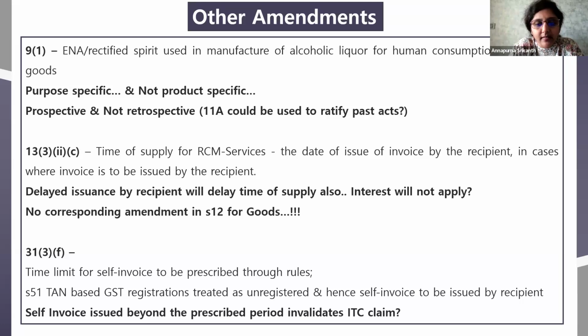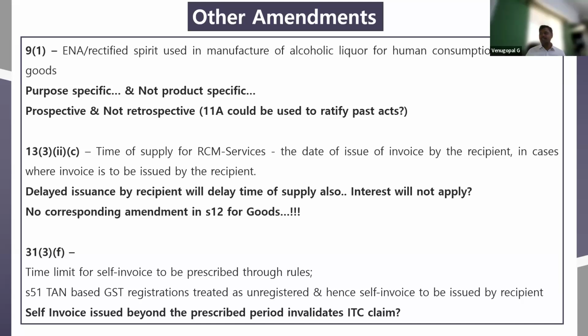I was just wondering, is it by slip that they've mentioned it? Because then it gives control to the person who is required to discharge RCM. He can decide the time of supply based on what date he issues the invoice, isn't it? And also, we don't find a corresponding amendment in section 12 for goods. So I would like to invite members' views on this.